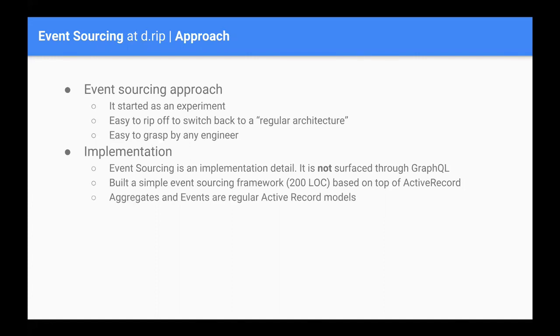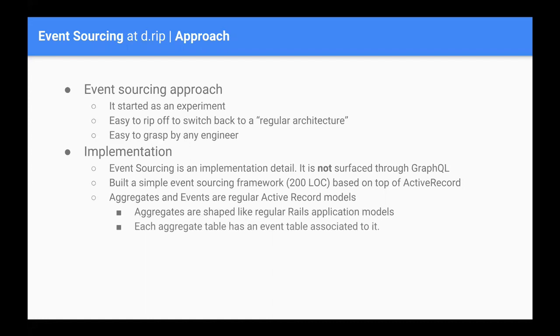So aggregates and events are just regular Active Record models. And the aggregates, as I said, there are a lot of "regular" in this slide. I'm sorry about that. Okay, I'll fix that someday, some regular day. Aggregates are shaped like Rails application models so that we could remove the event sourcing side and just read from it.